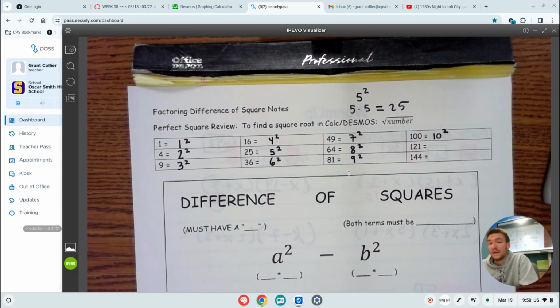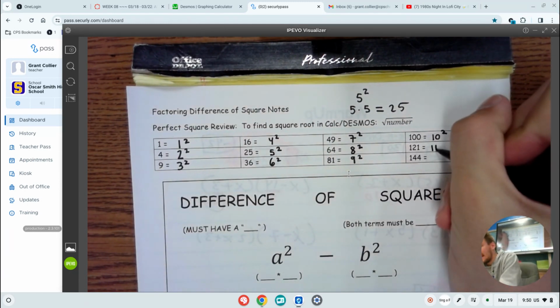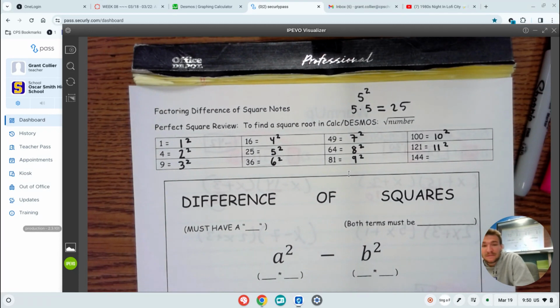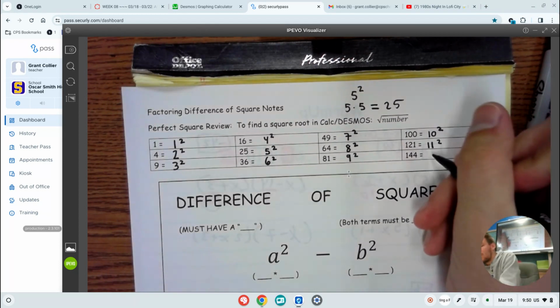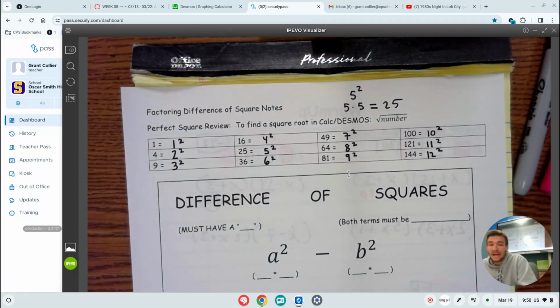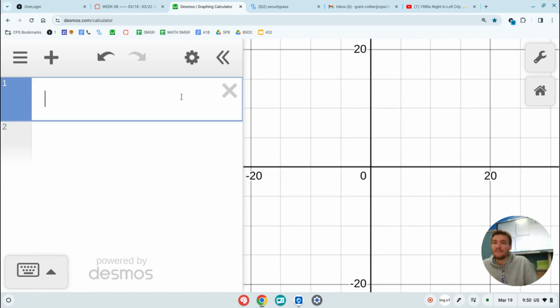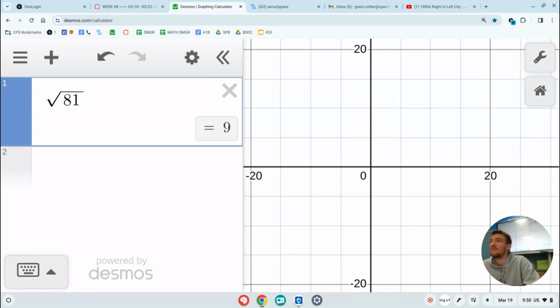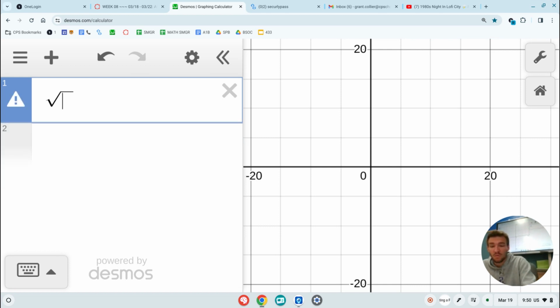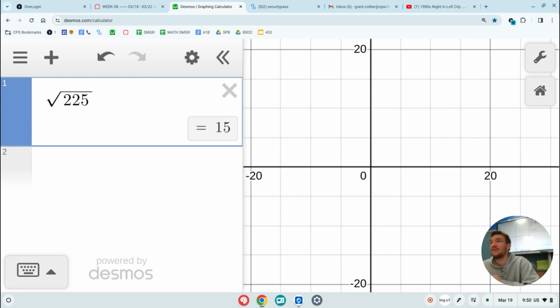And then we get to 121, which is 11 squared. You may have never heard that one before. And here is pretty much the highest that you need to memorize, 144, which is 12 squared. Fair game for all of these to be on the quiz tomorrow. The good news is that you have Desmos. And so if you ever get to one you're not sure, you can just go to Desmos. You can type SQRT for the square root. And then you can type in whatever you want, like maybe 81, and it'll tell you 9. You can type in 100, and it'll tell you 10. You can even type 225, and it'll tell you 15.